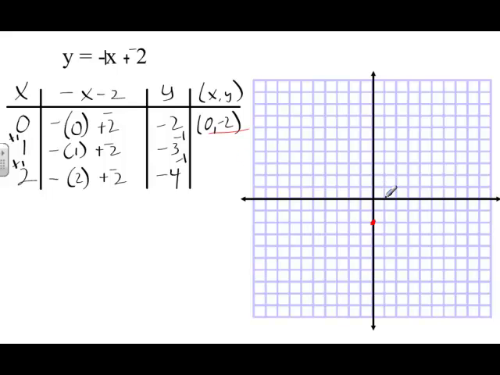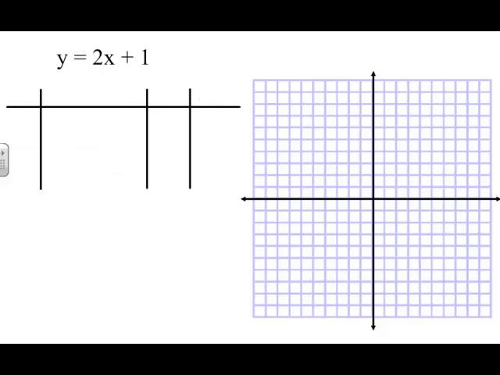Then I have 1, negative 3, so over 1 down 3. And then I have 2, negative 4, so over 2 down 4. And I have my line. Kind of interesting, whenever we have a 1 or negative 1 in front of our x, it's actually going to make a 45-degree angle. It's going to cut these little boxes exactly in half, from vertex to vertex.